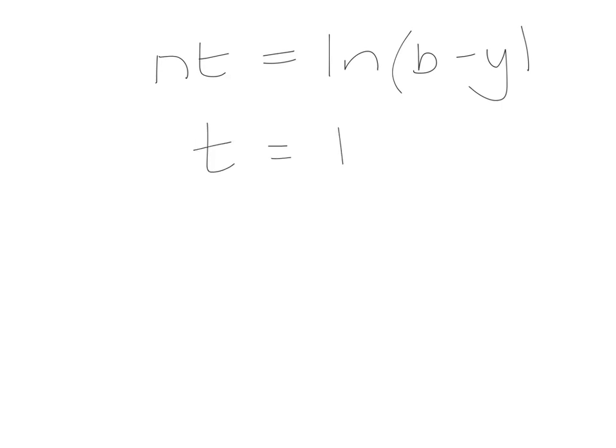So I'll just rewrite what I had. I had nt equal to ln of b minus y. So t is equal to ln of b minus y, and the whole thing is divided by n. Right, and we'll have a look at another example.